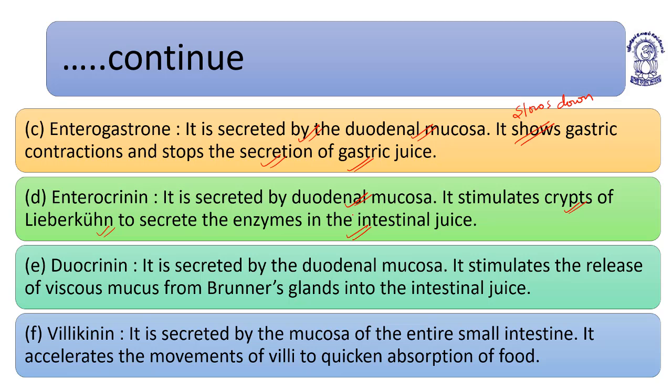Duocrinin is secreted by the duodenal mucosa. It stimulates the release of viscous mucus from Brunner's glands into the small intestine or intestinal juice.